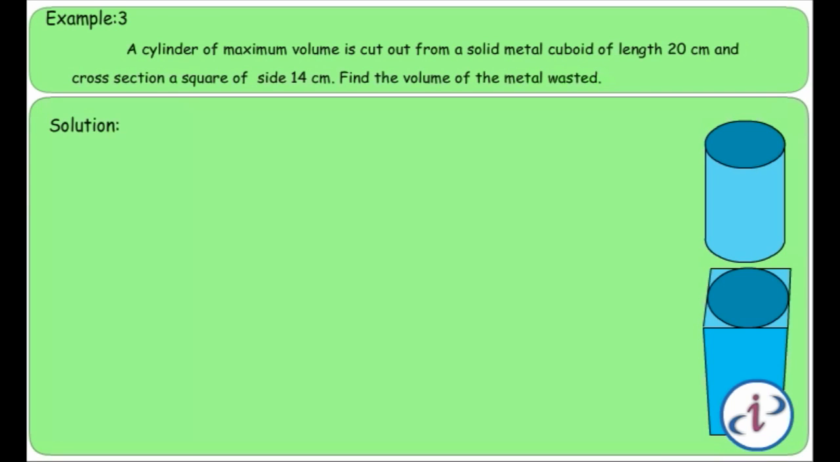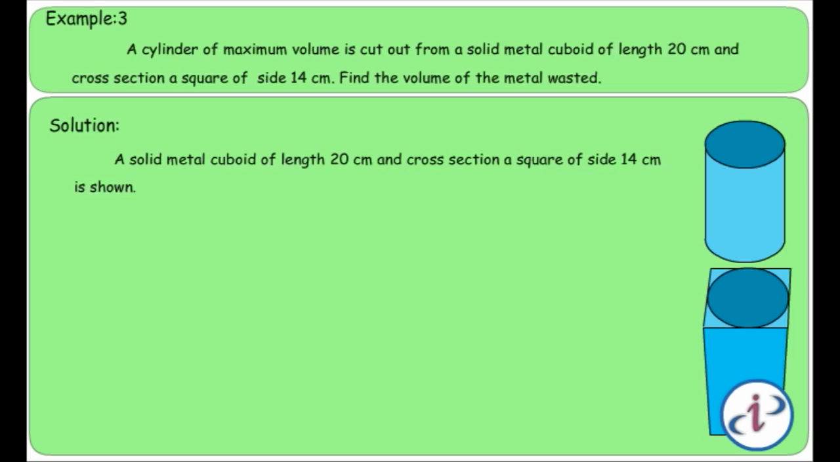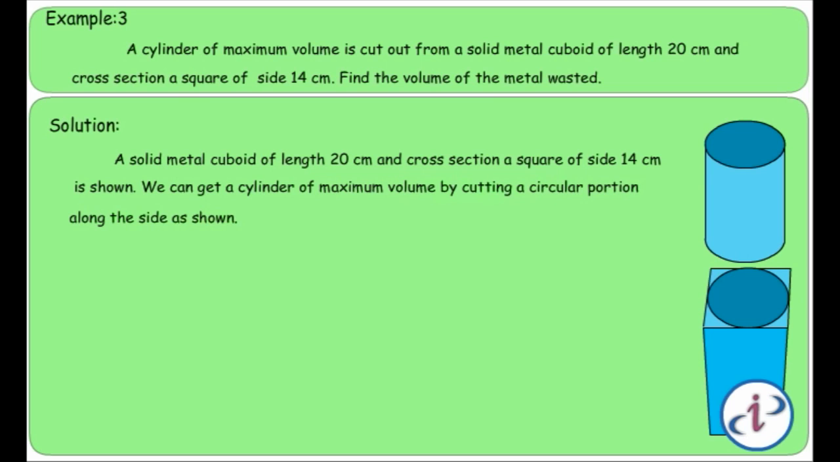Solution. A solid metal cuboid of length 20 centimeters and cross-section a square of side 14 centimeters is shown. We can get a cylinder of maximum volume by cutting a circular portion along the side as shown. Thus, we get a cylinder of height 20 centimeters and diameter 14 centimeters.